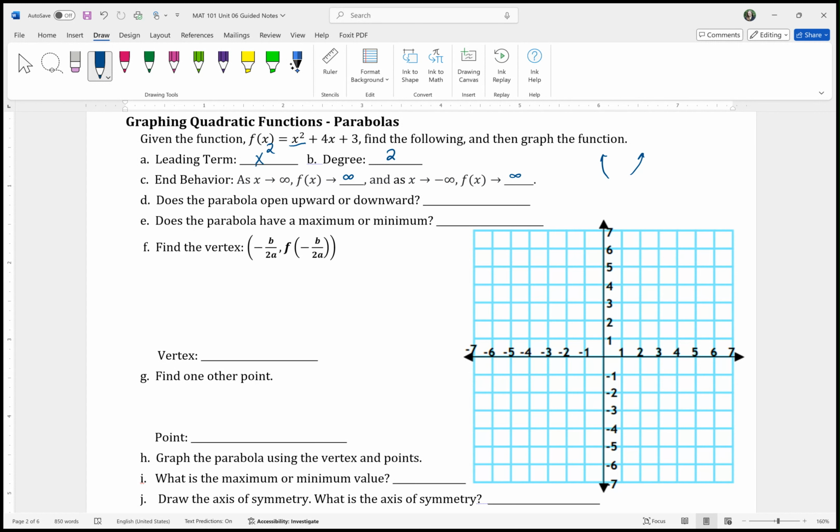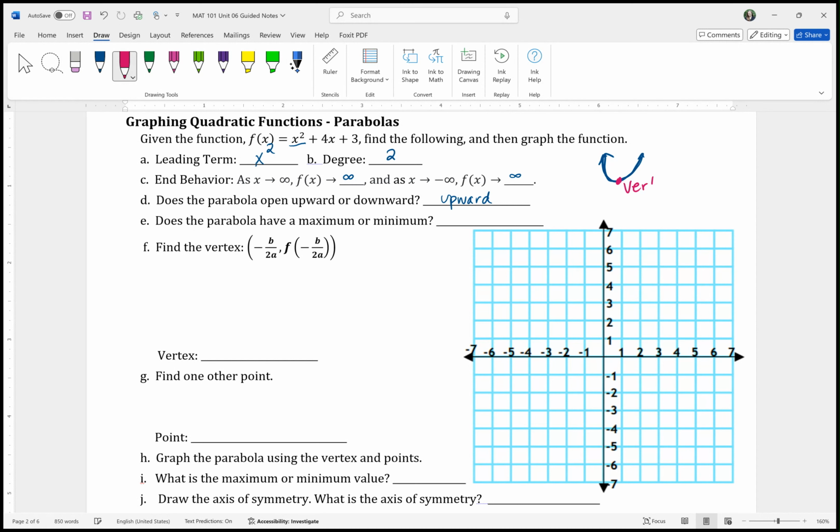Okay, now with parabolas, we can consider what happens in the middle. We want to know what's going on at this bottom point that we're looking at here. So we're going to connect these and make a U shape. This is the shape we're looking for, and knowing that both sides go up gives us an idea that this U shape is going up. So does the parabola open upward or downward? This is opening upward.